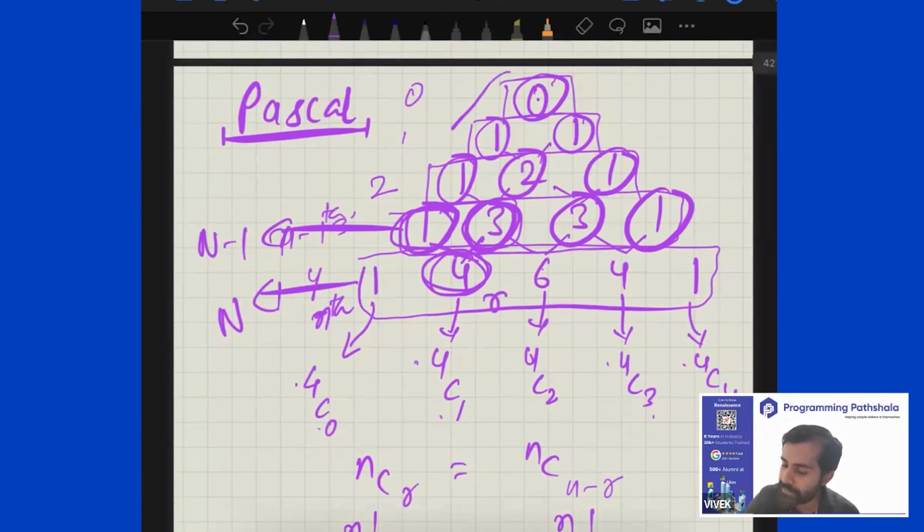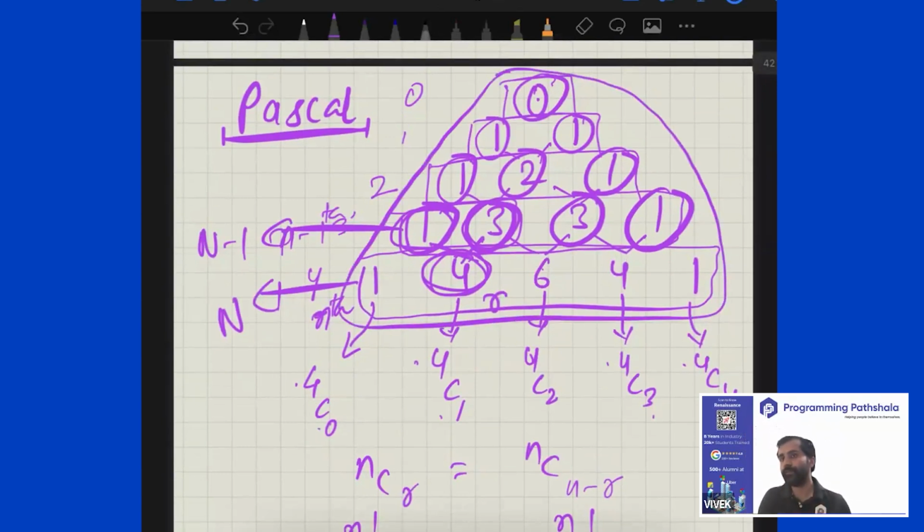I'm pretty sure you would have generated Pascal triangles in your schools, or maybe in your first year of college or somewhere. Did you generate it? Yeah, the Pascal triangle. But you see the beauty hidden behind Pascal triangle. It contains nCr values, different nCr values.